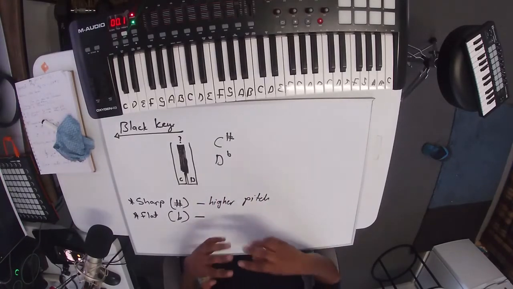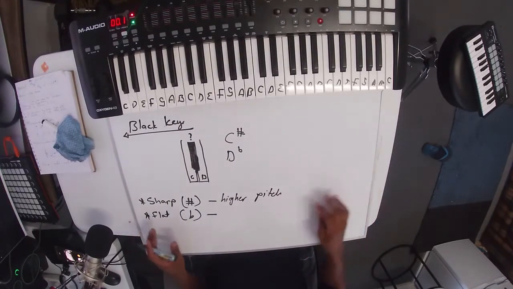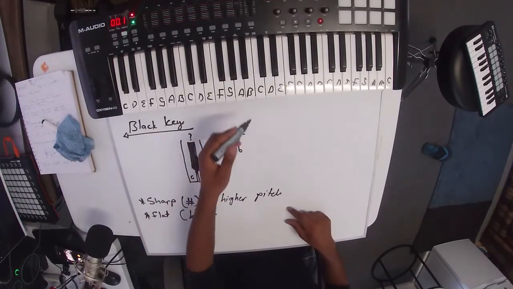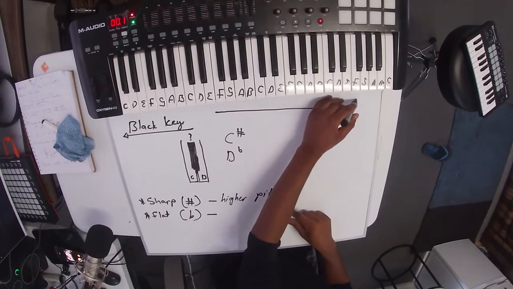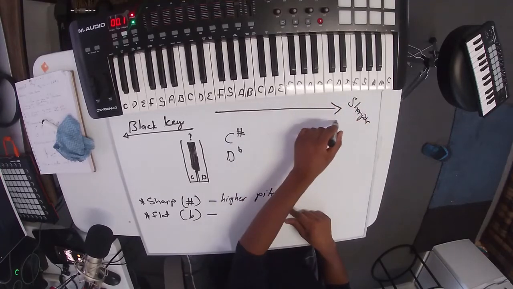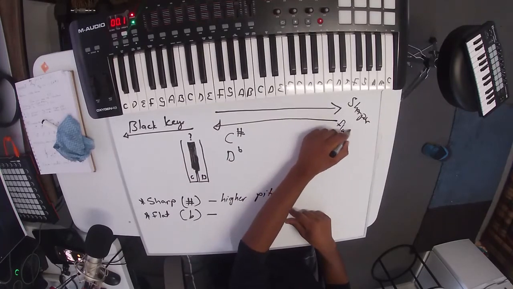So we say a sound is sharper when it's got a higher pitch, right? So what this means is that this note is sharper than this one. As a general rule of thumb on the keyboard, as you move from left to right, sounds get sharper. And as you move from right to left, sound gets flatter.